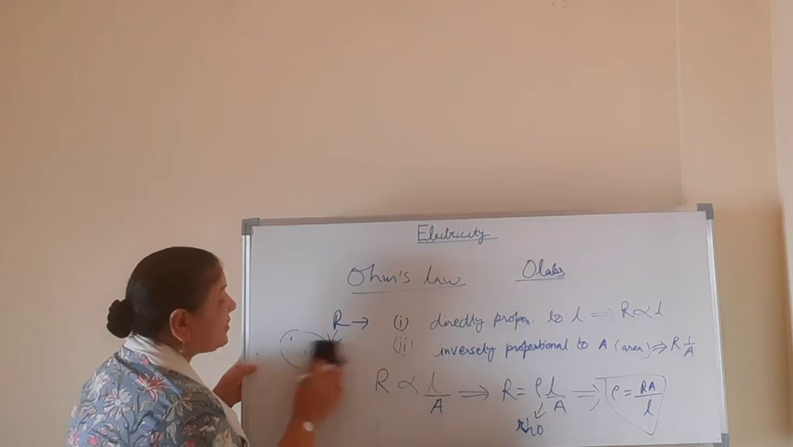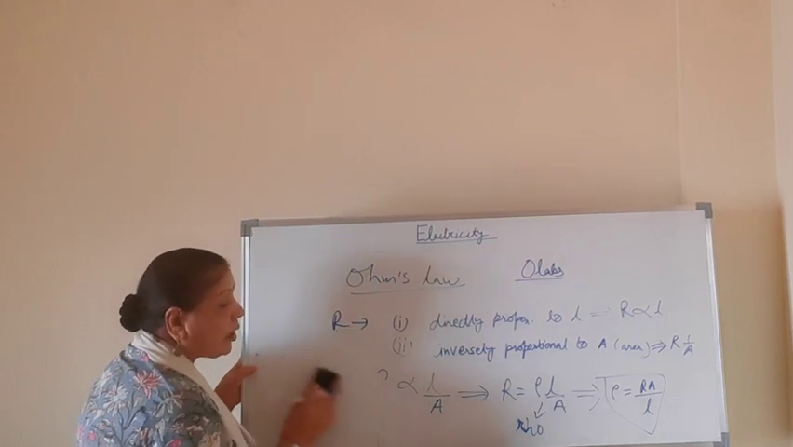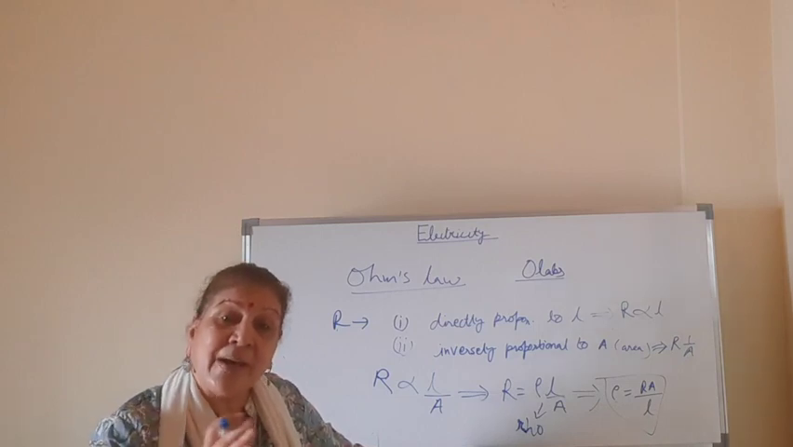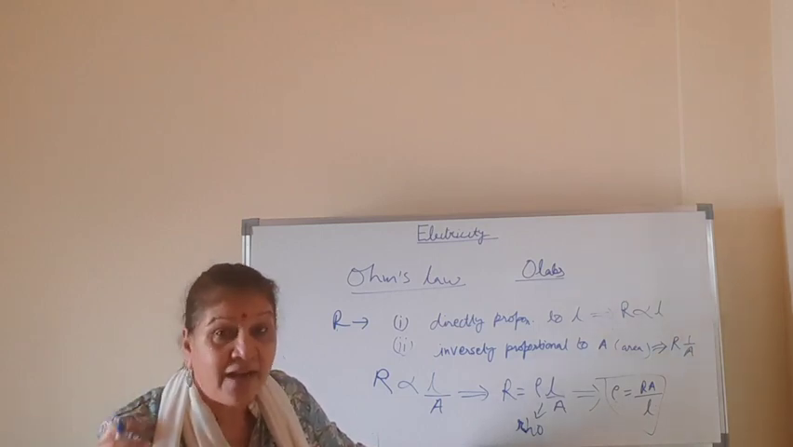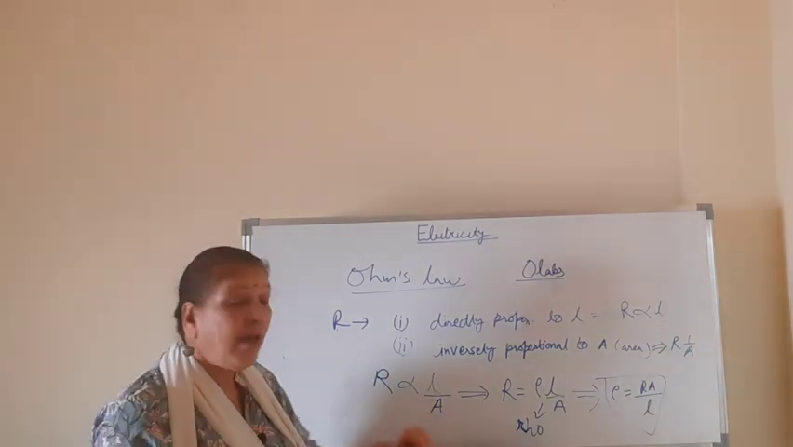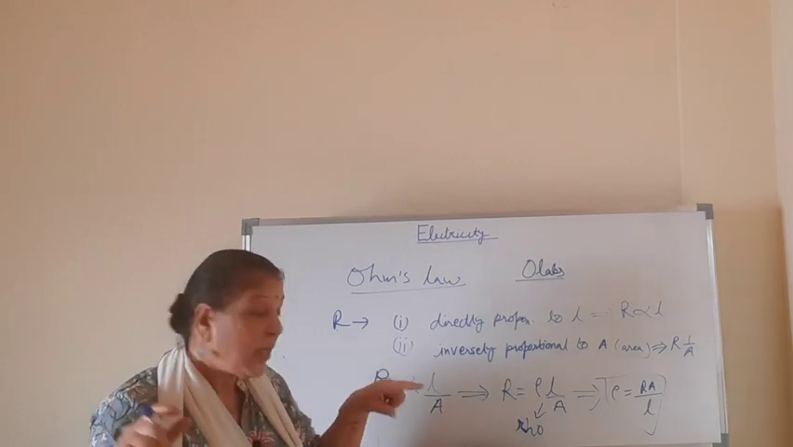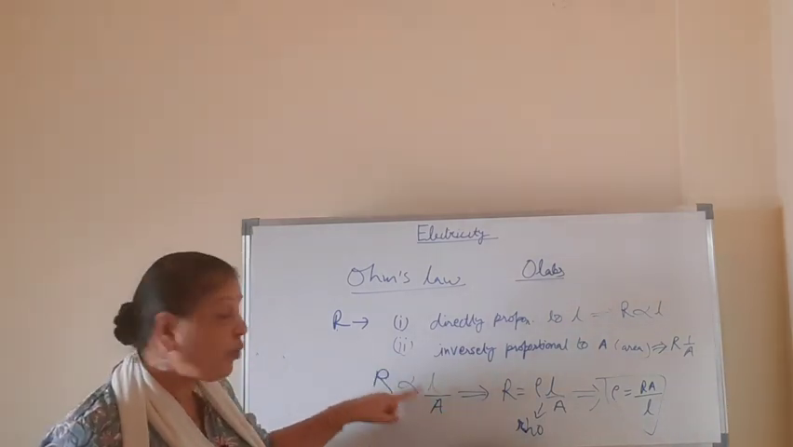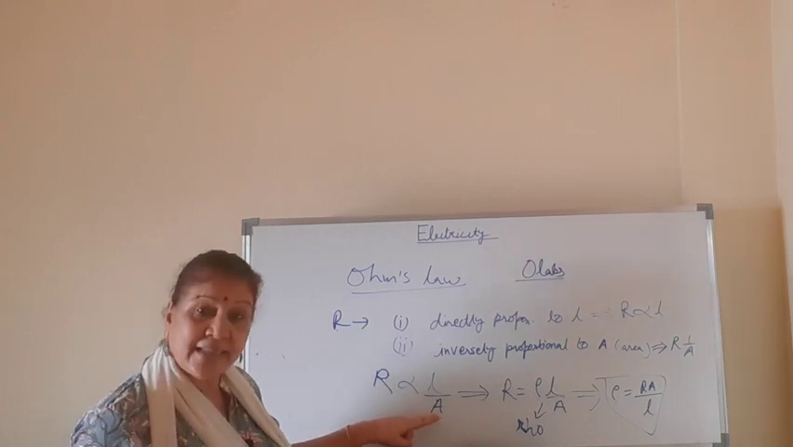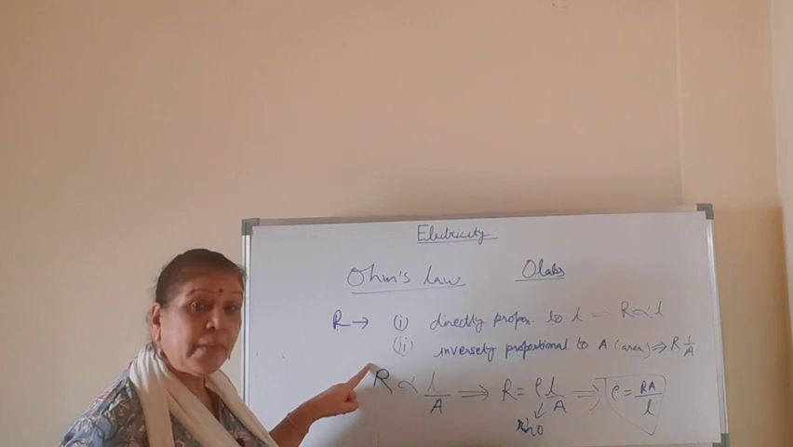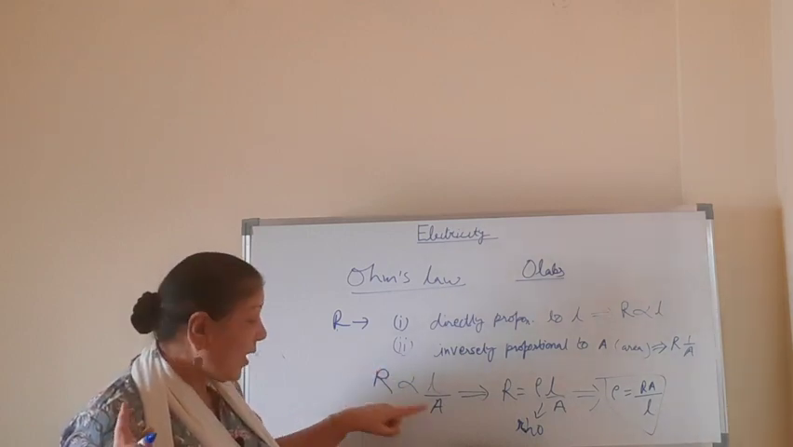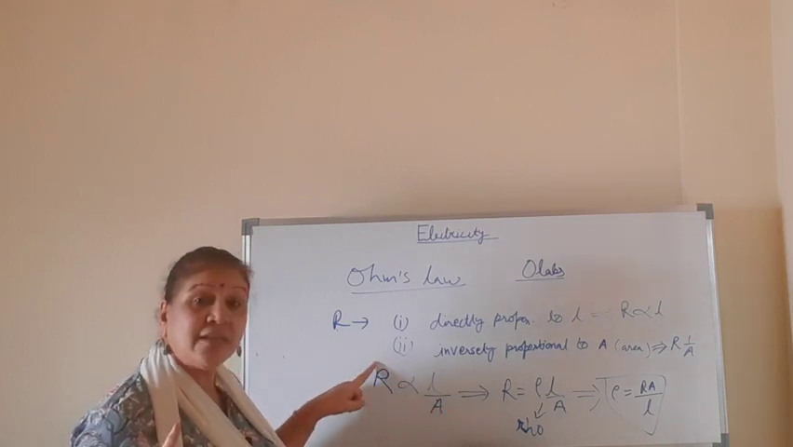The range of resistivity: conductors are those which allow electricity to pass through them. When the electric current is passing, it means they have less resistance. For instance, if we have a thick wire, A is more, so R will be less. If the area is less, as in thin wires, R will be more. More resistance means less electric current will flow through it. Area is more means resistance is less.